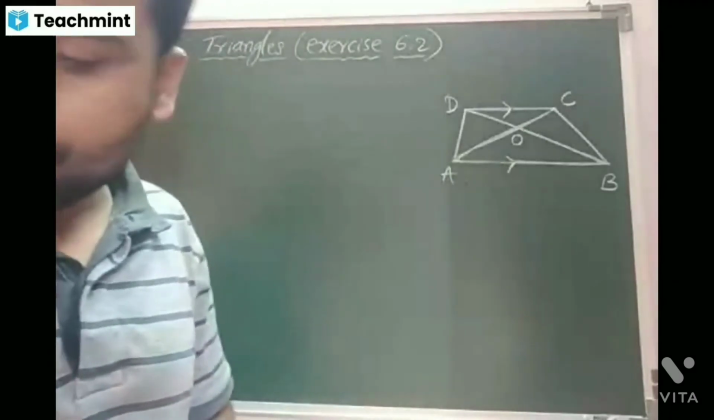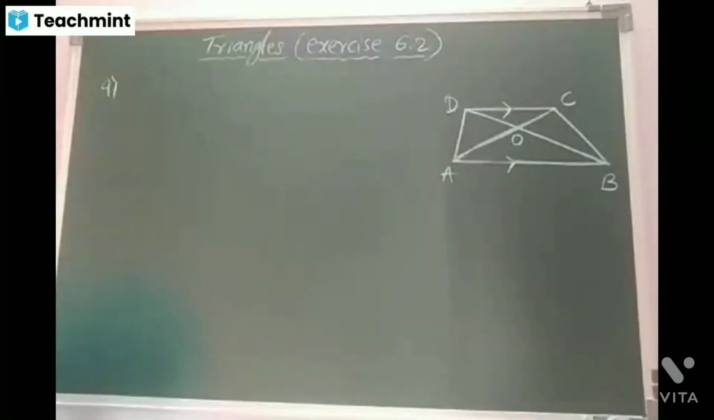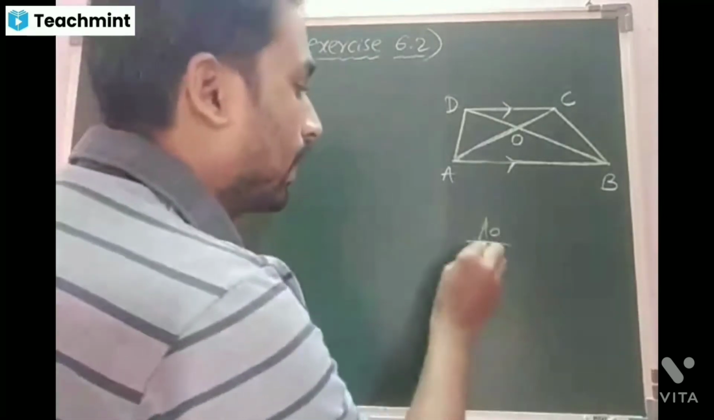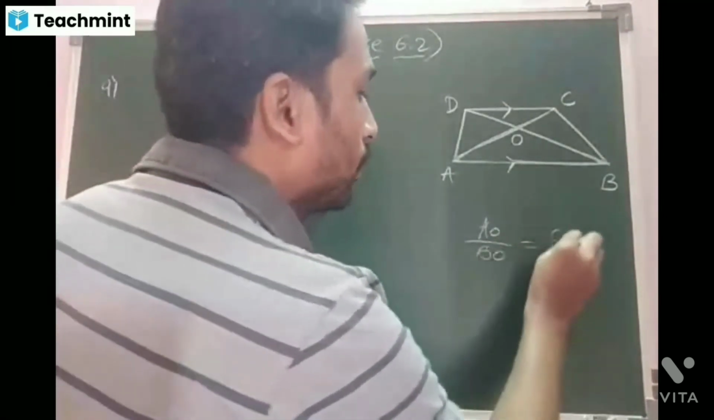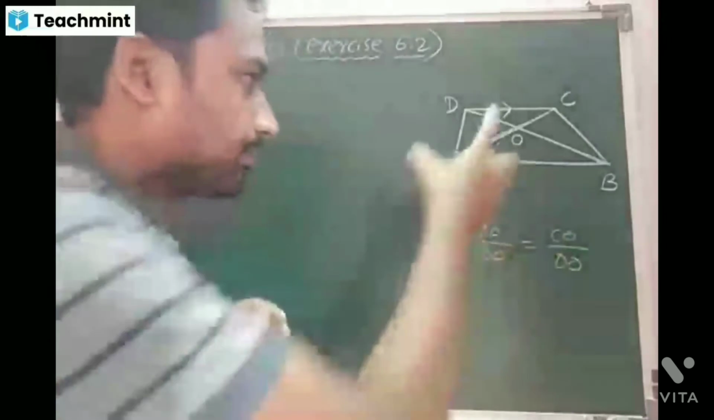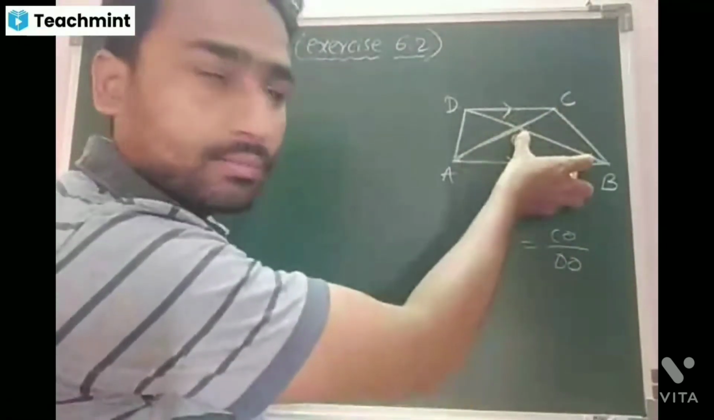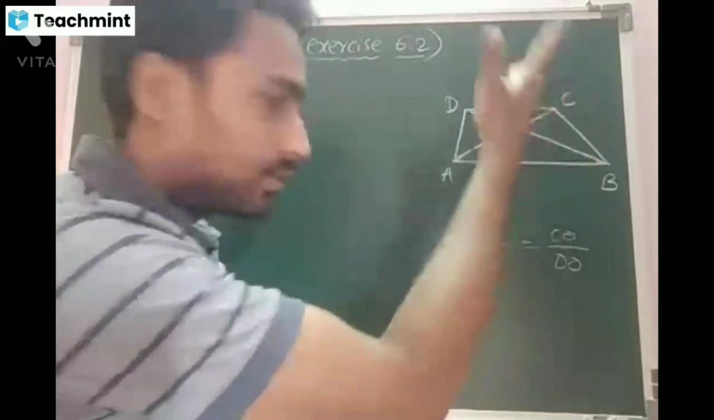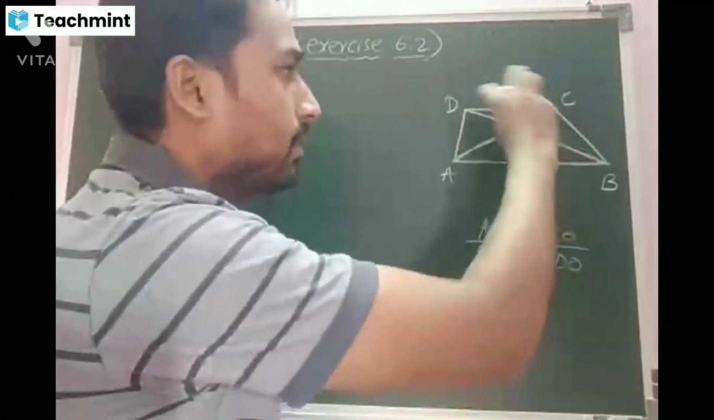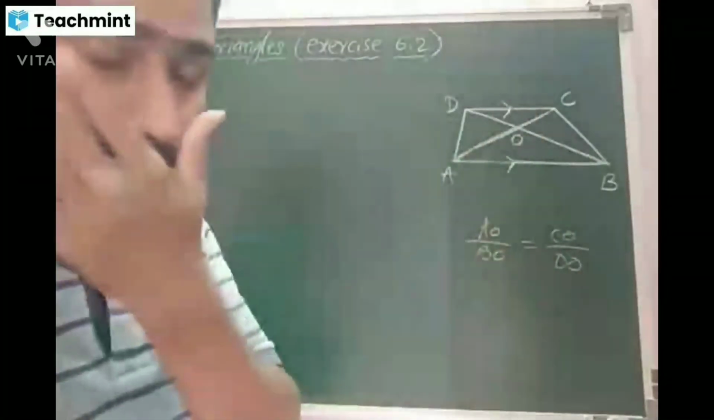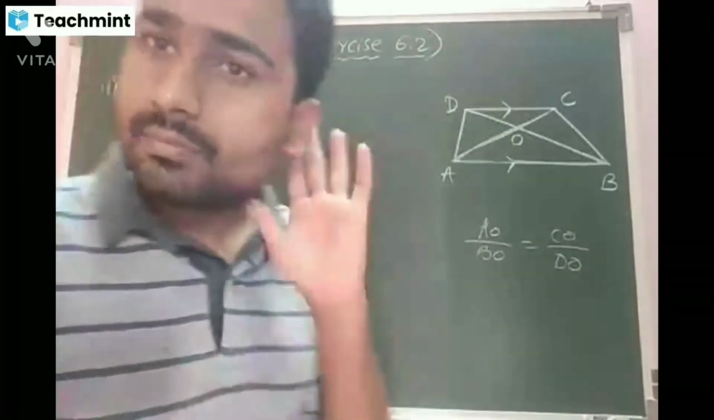Look at the thing. AO by BO is equal to CO by DO. What is that? AO is this part, BO is this part. This part by this part is equal to this part by this part. Am I right?